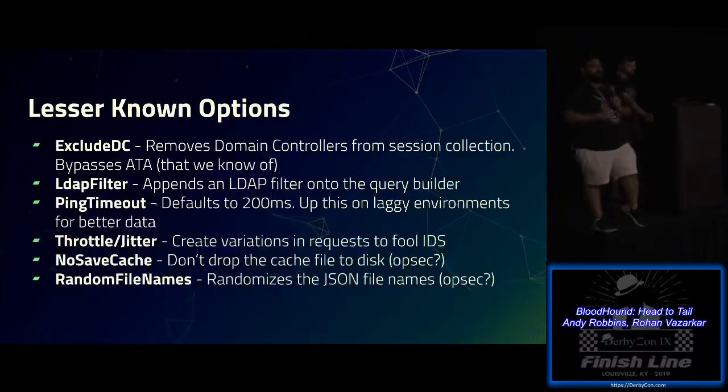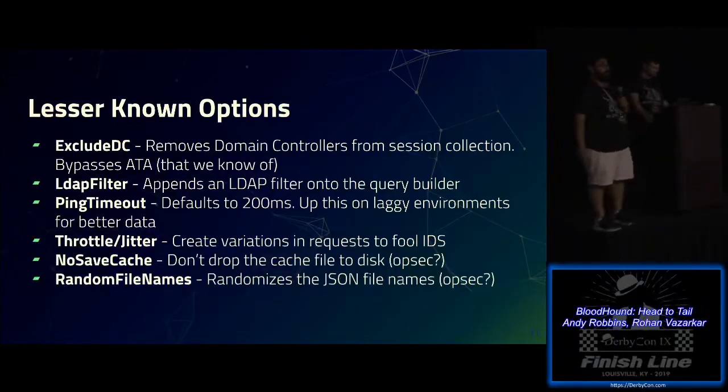We actually have some really cool lesser-known options that you only literally find if you dig into the source or go through the help file, which no one does. And we've added these over time for different purposes. One of them is the exclude DC flag. We added this actually entirely as a bypass for ATA.